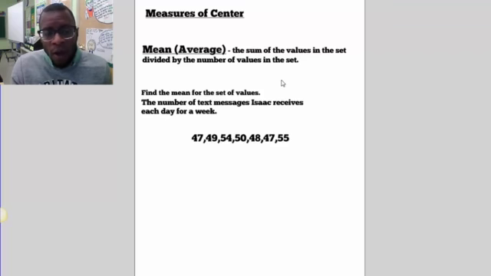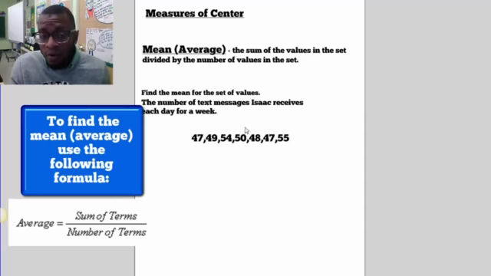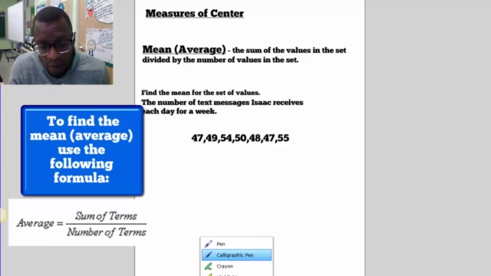Okay, and so for example, let's say this set of data points represents the number of text messages Isaac receives each day for a week. So on the first day he receives 47 text messages, 49 on day 2, 54 on day 3, etc. All right, and we want to find the mean for these. The mean is the sum of these values divided by the number of values actually in the set. Okay, and so to find the mean, let's just grab our pen.